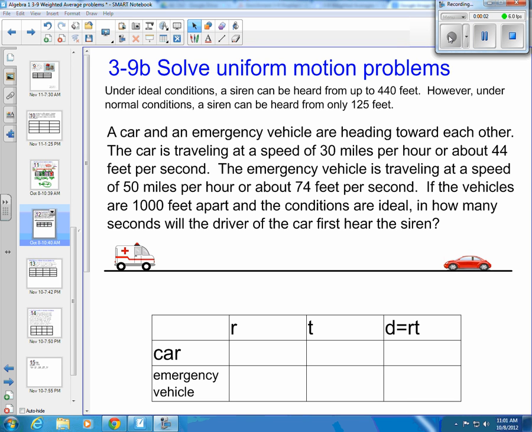Okay, another Algebra 1 problem, again Chapter 3, Section 9. Now we have a situation where we've got two cars traveling at each other, and we've got to figure out about when they'll meet or when they're so far apart from each other. Let's read through the situation here.